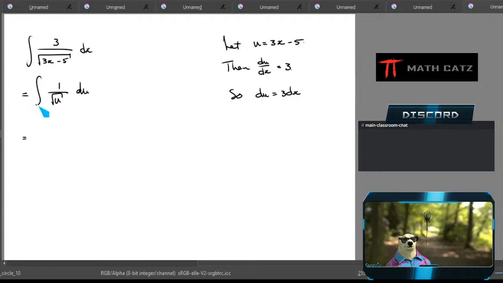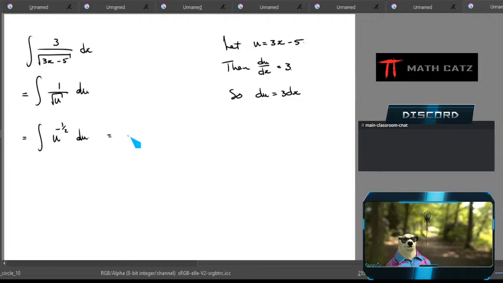Because at this level, I want to see the container of the function. I think that means more visually. It's nice, little reminders subconsciously. I don't love the look of this. I'm going to go u to the negative 1/2, because I know the power rule is what I'm focusing on here.